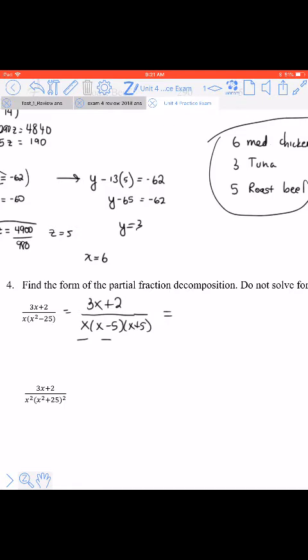None of them are repeated, so these are all unique factors. Since there's 3 of them, I know I'm going to need 3 partial fractions. And the denominator now is just each one of these factors. So A over x, B over x minus 5, and C over x plus 5. And that's where you would stop. This is the form of that partial fraction.